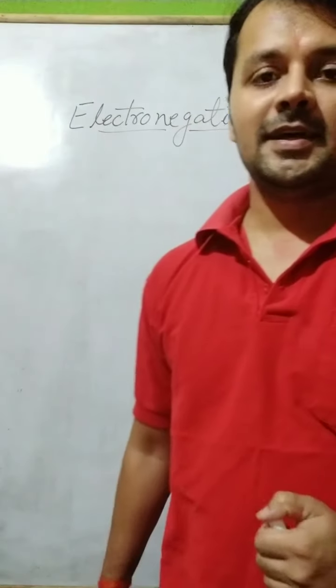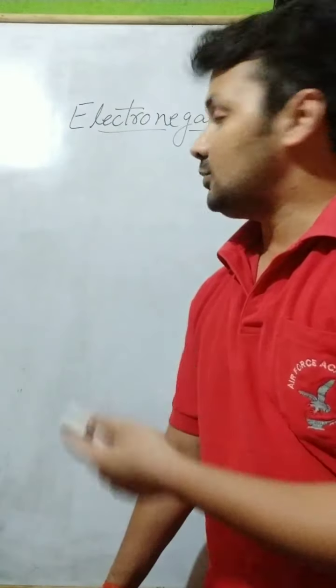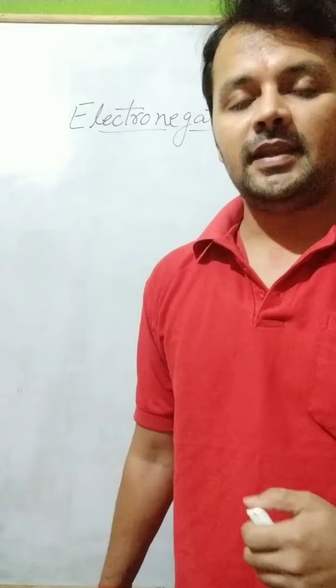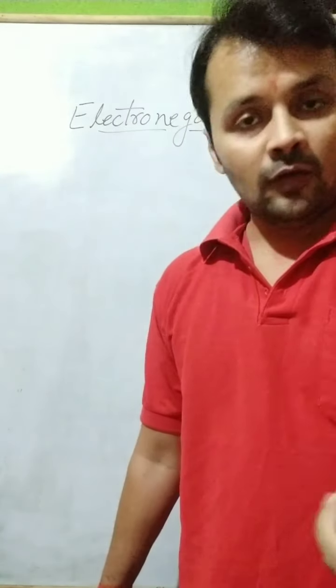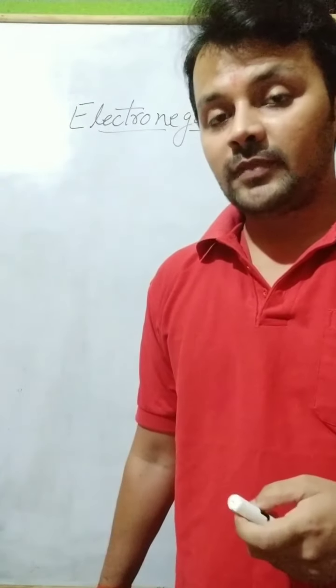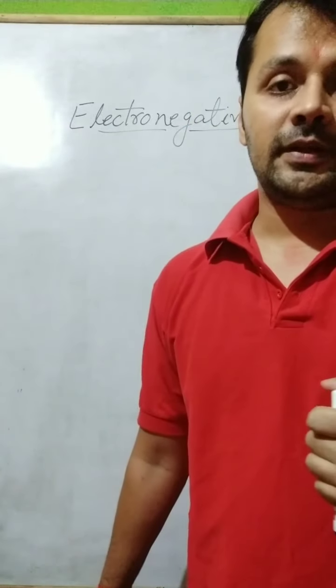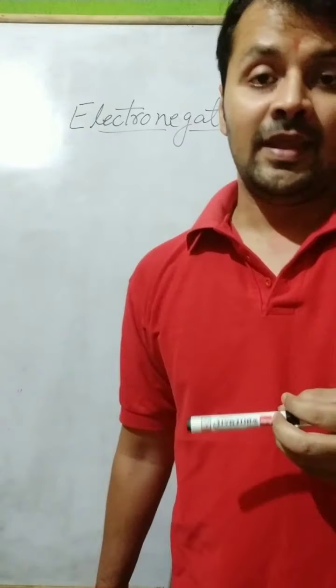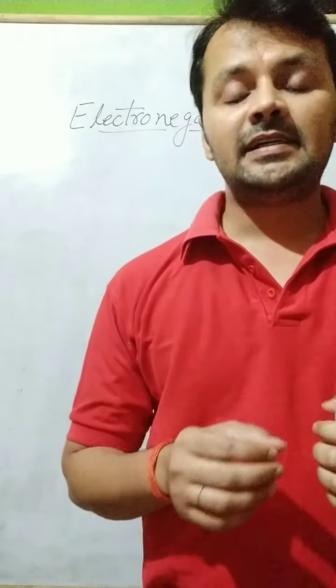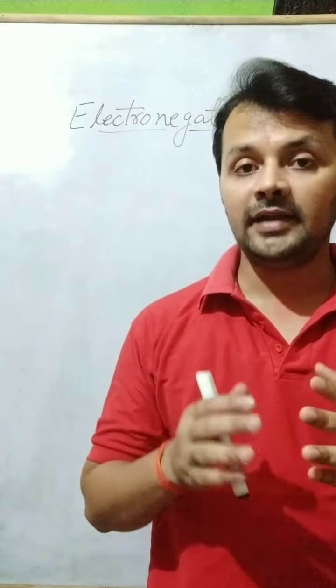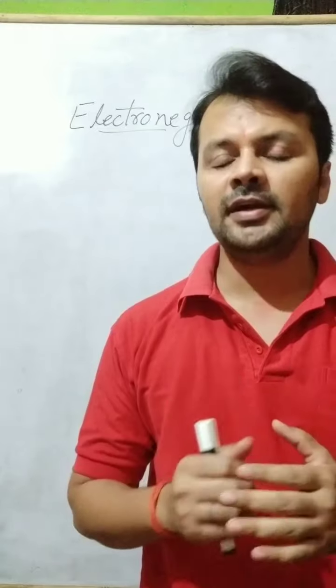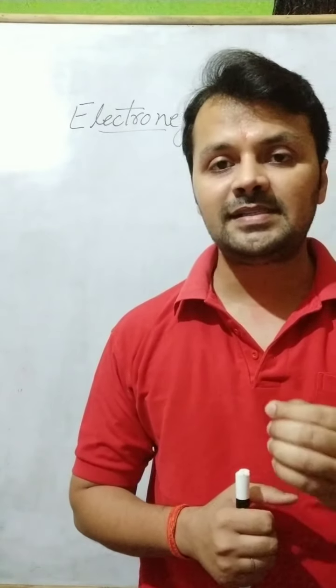Good evening, students. Today we are going to study electronegativity, the next periodic trend. Till now we have completed ionization enthalpy and electron gain enthalpy. The next topic is electronegativity. What is electronegativity? Electronegativity is the tendency of an atom to attract the shared pair of electrons towards itself.